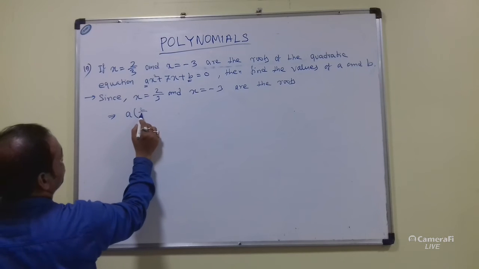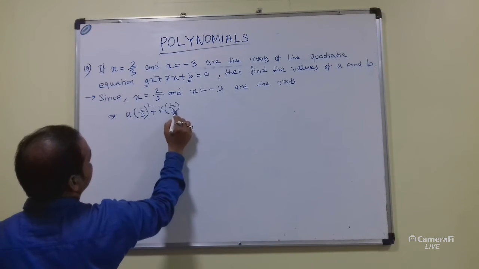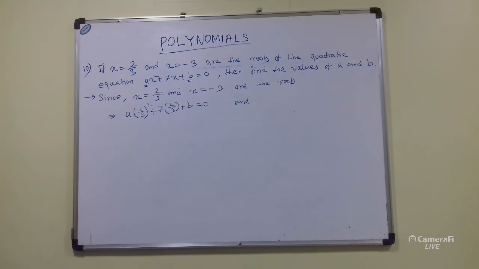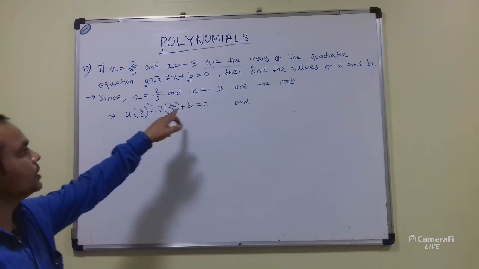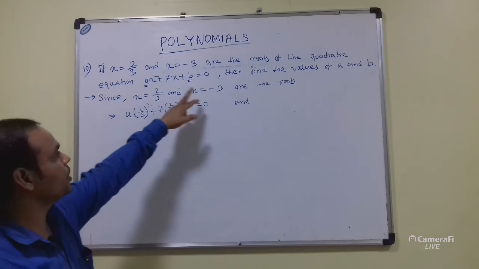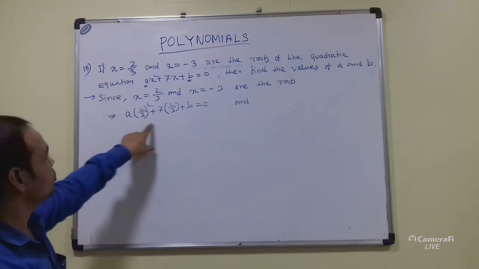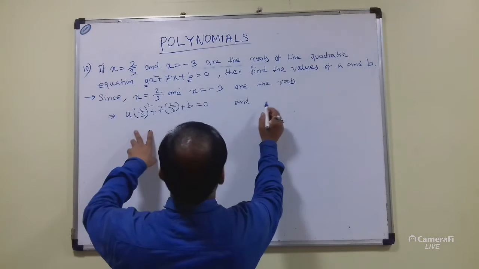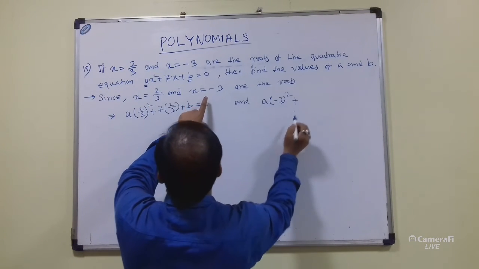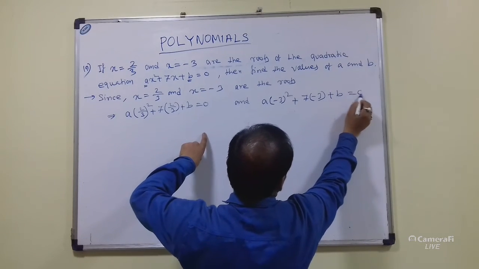a into 2 by 3 square plus 7 into 2 by 3 plus b is equal to 0, and so here students, since x is equal to 2 by 3 and x is equal to minus 3 are the roots, that means we have to put both the values of x in this given equation. So now ax square means a into minus 3 square plus 7x means 7 into minus 3 plus b is equal to 0.